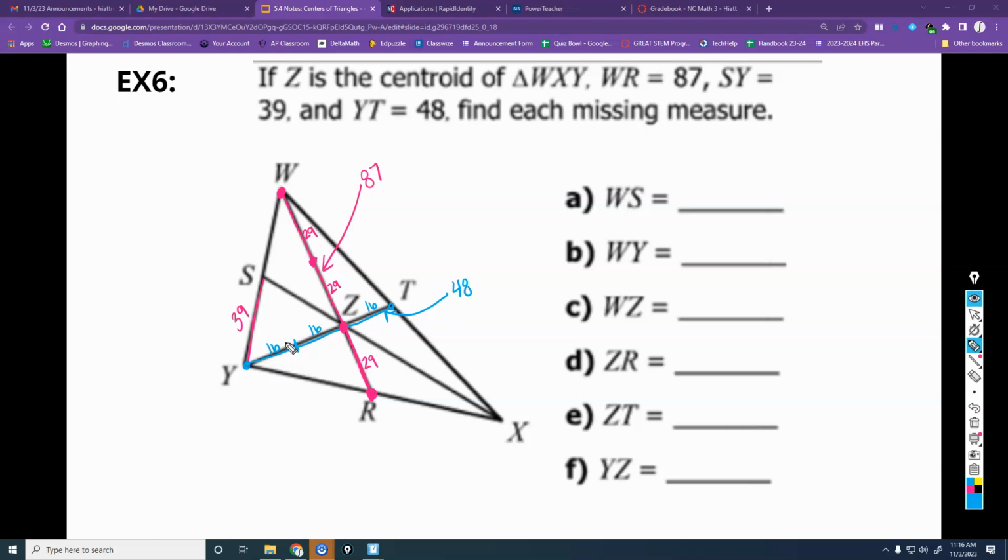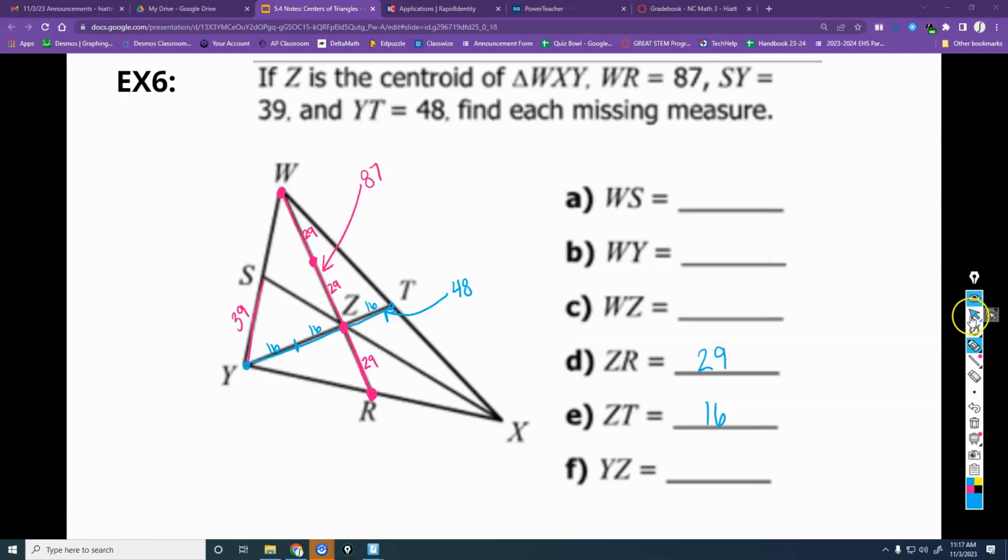We are running out of time, but just to show you, it's going to ask you ZR right here, that would be 29. Don't pack up because I'm going to squeeze in orthocenter here real quick. It might ask us ZT, that would be 16 for that.